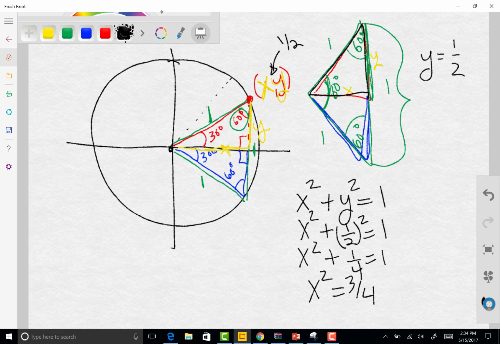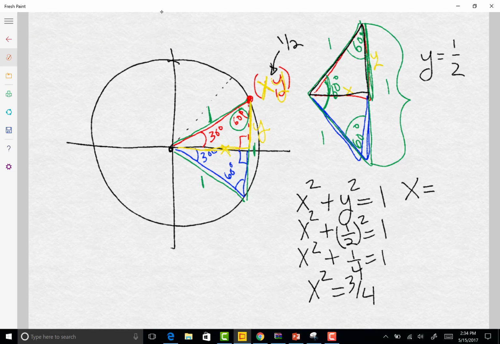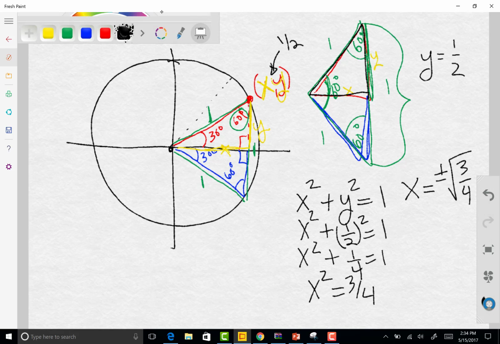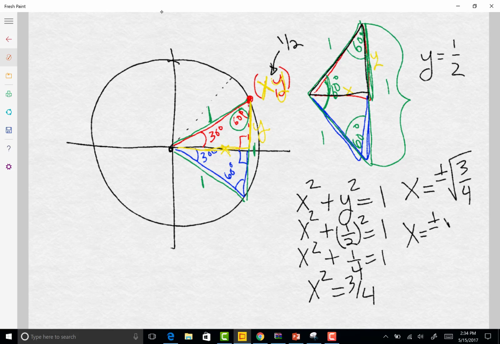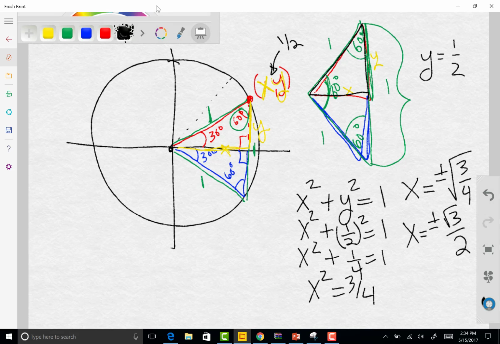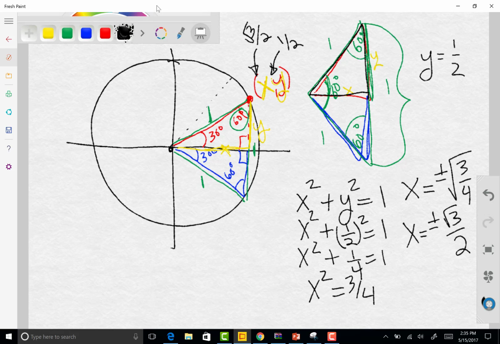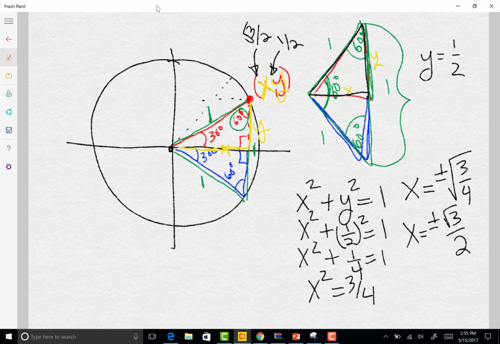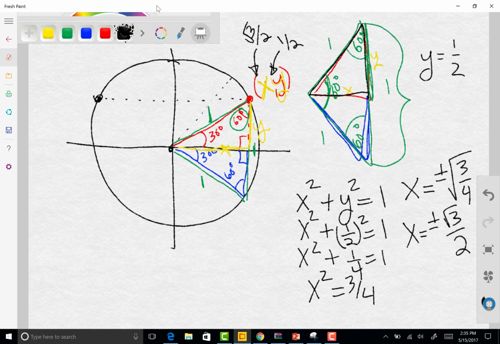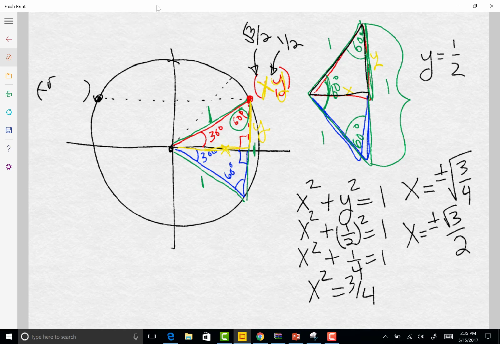Now to finish solving this for X, I have to square root both sides. So I get X is equal to plus or minus the square root of 3/4. I can take the square root of 4, and I get plus or minus the square root of 3 over 2. Now, because we're talking about the first quadrant, I know X should be positive, so I'm going to make this positive square root of 3 over 2. Now, if I find that same point over here on the unit circle, that's going to be the same ordered pair, but with sign changes. When I'm in the second quadrant, the X should be negative, so I should have minus the square root of 3 over 2 and positive 1/2.